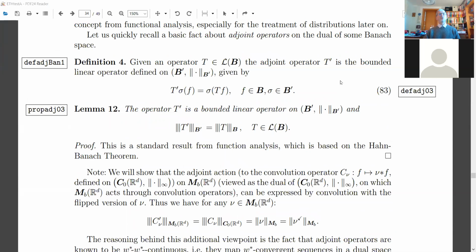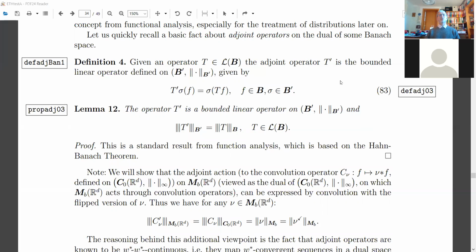Okay, so what I'm telling you by showing you Definition 4 and then Lemma 12, which is just a summary of known facts from functional analysis, is the following. You're giving me any bounded operator T on a Banach space B. So we can think of B being our C0 space, some of these operators. Then there's always an adjoint operator called T prime, which is a bounded linear operator on the dual space. So in our case, you're turning an operator from C0 to C0 into another operator which maps bounded measures into bounded measures.